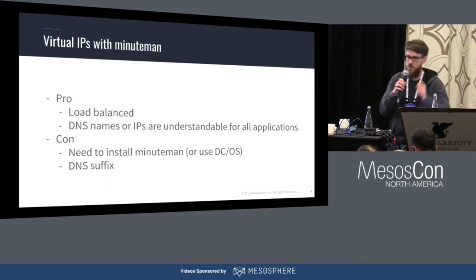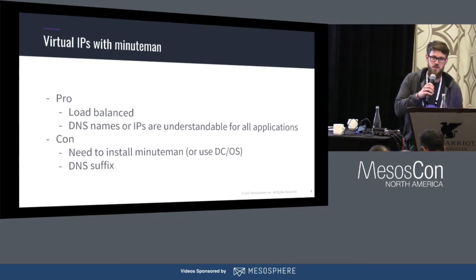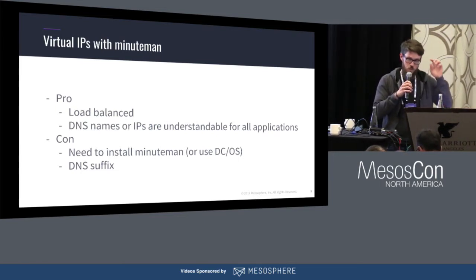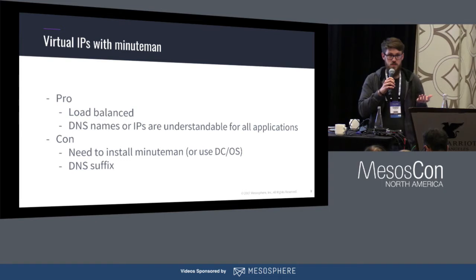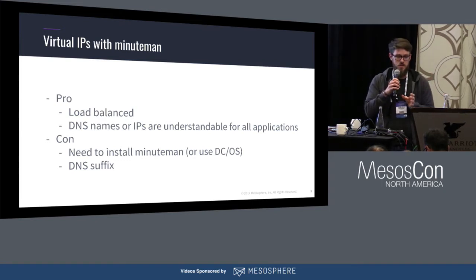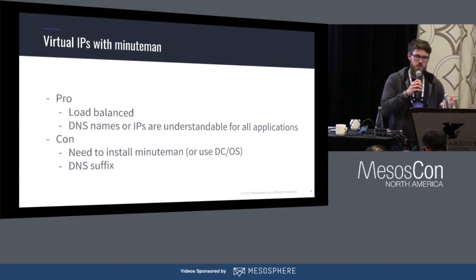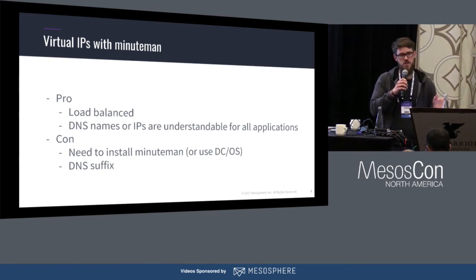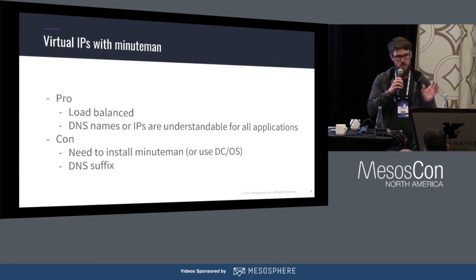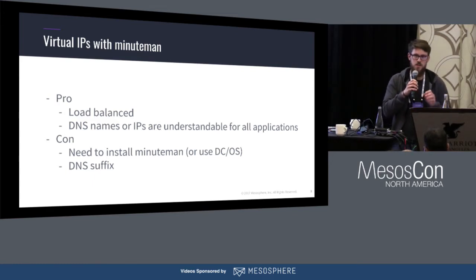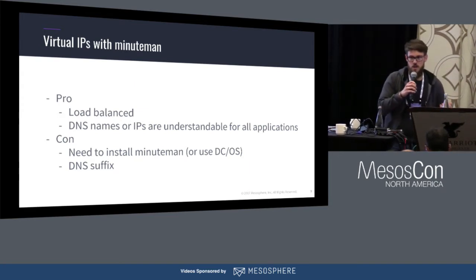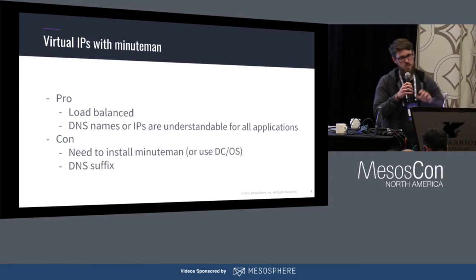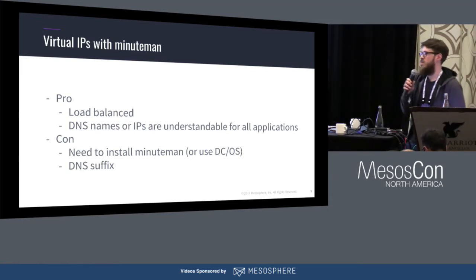So we can use a second version of this: virtual IPs. The underlying technology we use in DCS is Minuteman. What do you do with DCS? On the producer side, you say that you want to export a service, like a hostname and port combination. Minuteman makes sure that there's a load balancer in place and you can connect to that symbolic name and port combination. You're not only restricted to symbolic names, you could also use IP patterns. The downside is you need to install Minuteman or use DCS, where it's pre-packaged. If you're using DCS, you don't worry about anything, and you have some DNS suffix.